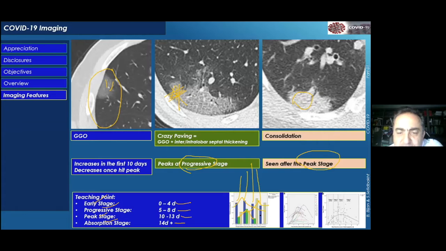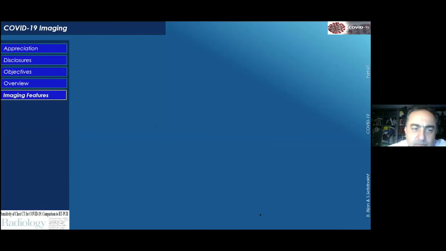If you see ground glass opacity, you don't know where you are located. You can be very early or very late. But if you see crazy paving, most likely you are in the mid phase. Once you see consolidation, most likely you are towards the end of the disease, because in early phases consolidation, I don't say it doesn't happen, it does happen, but the frequency is less.